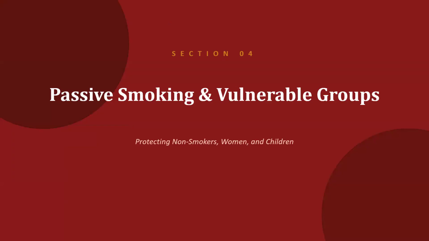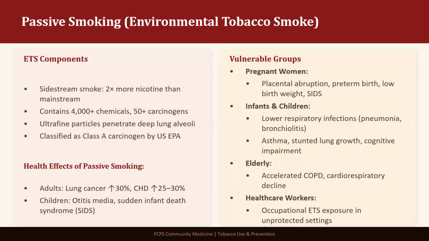Next is the passive smoking and vulnerable group. Passive smoking, the environmental tobacco smoke. The components: sidestream smoke contains 2% more nicotine than mainstream, contains 400 plus chemicals, 50 carcinogens, and ultrafine particles that penetrate deep into the lungs. So it is classified as a Class A carcinogen by the US EPA.